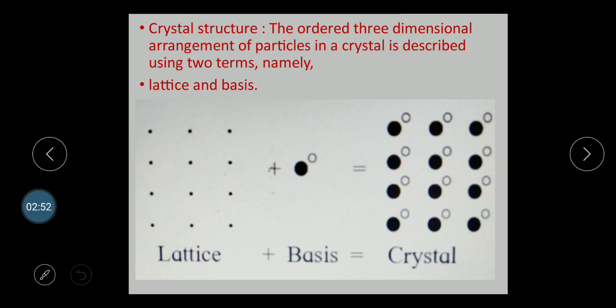This is a simple way to understand our crystal structure. Even in our solids, the crystal structures are basically formed in this way only. Now to understand more deeply, the other more important term is the unit cell.